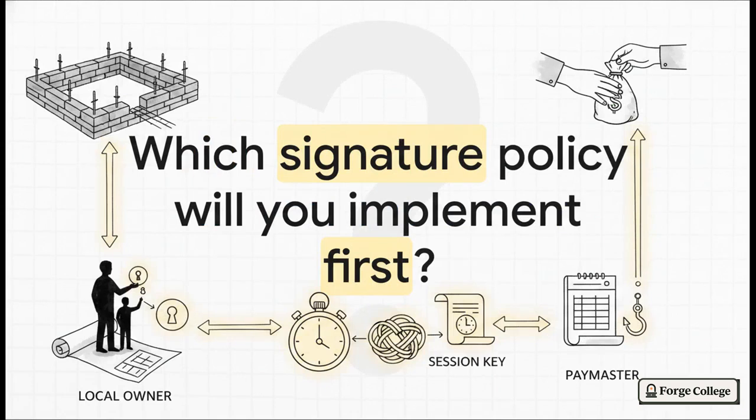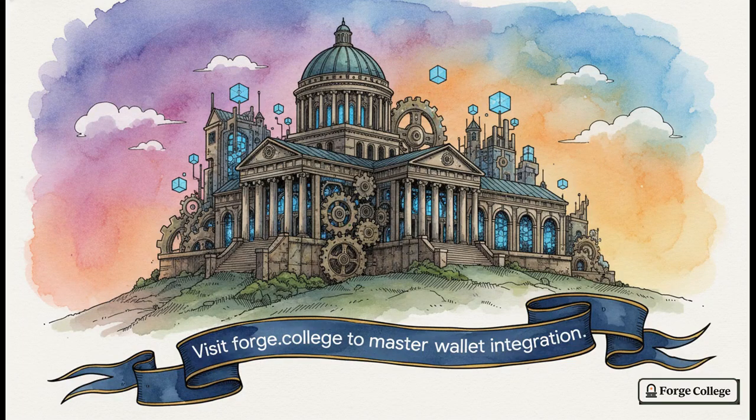Now, before we go, I want to leave you with a question to chew on. When we convert these placeholders into actual on-chain hooks in our next explainer, which signature policy are you going to implement first? Think about it. Are you going to tackle local owners, session keys, or maybe delegated paymasters? The foundation is fully laid. Now you get to decide how to build the house. And that wraps up our blueprinting for today.